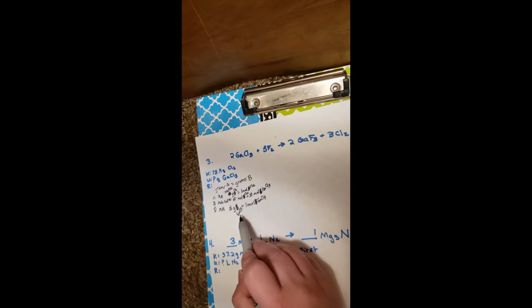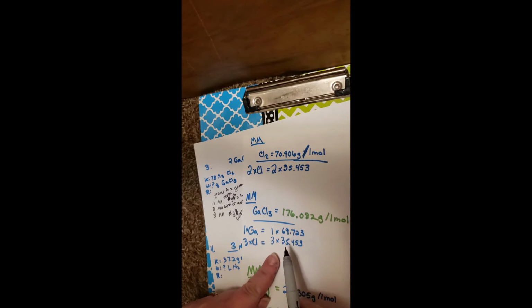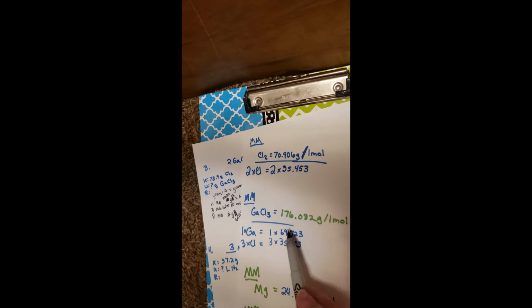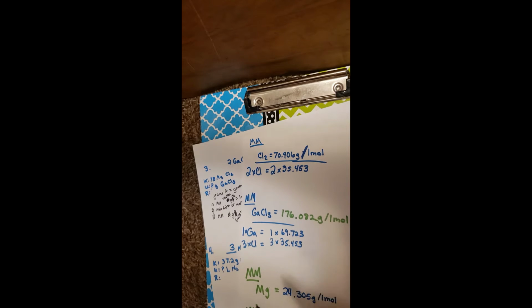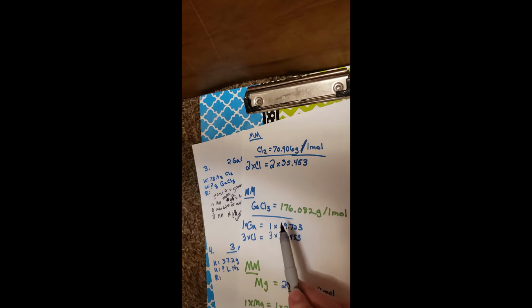The molar mass of gallium chloride, that's the molar mass of 1 gallium plus 3 chlorine, is going to be the mass of gallium, 69.723, times 1, plus the mass of chlorine, 35.453, times 3. Add those two sums together and you should get 176.082 grams per 1 mole for gallium chloride. Let's write that number in.